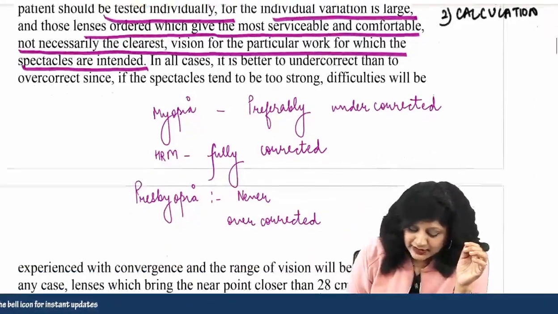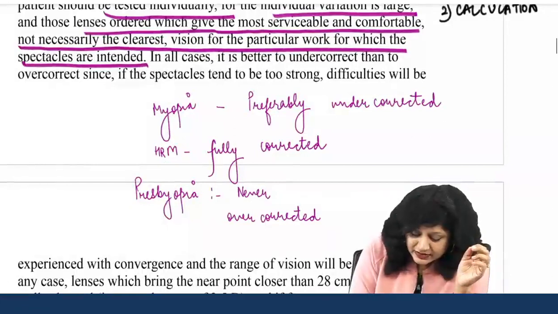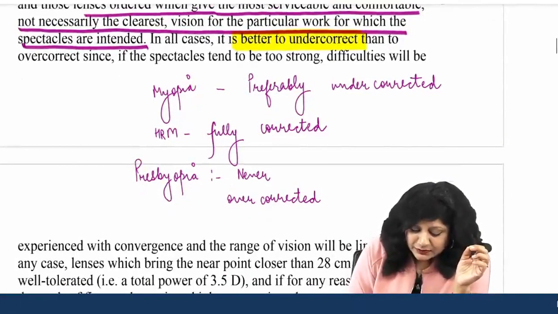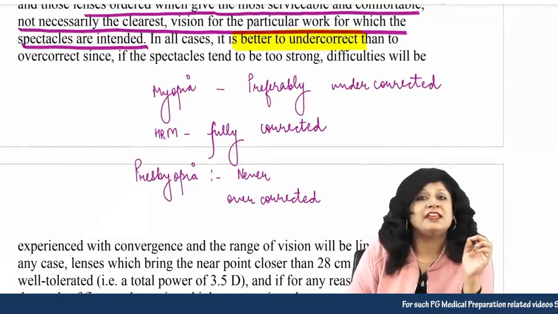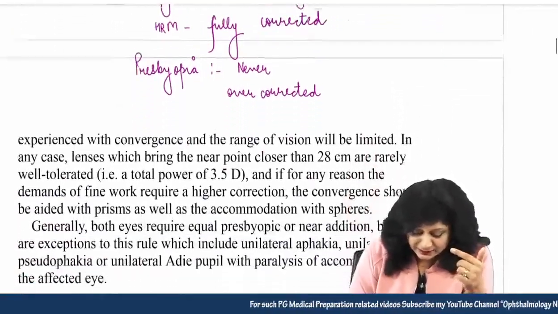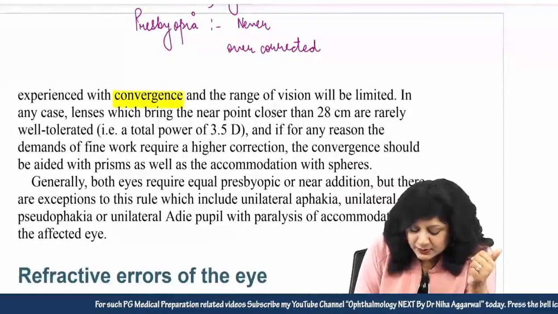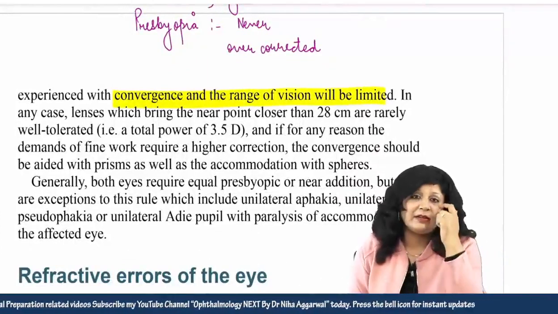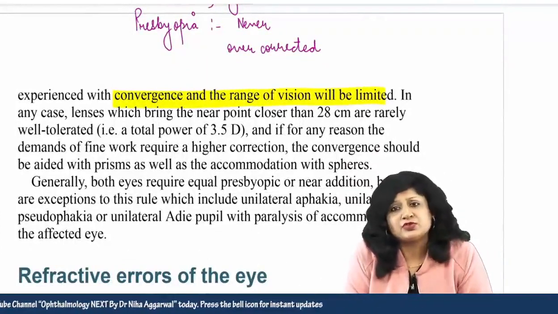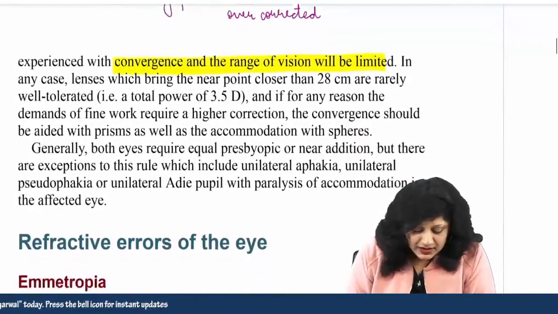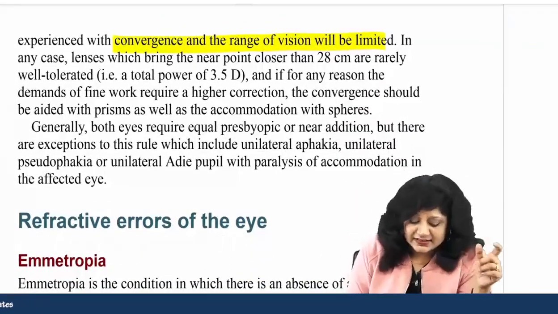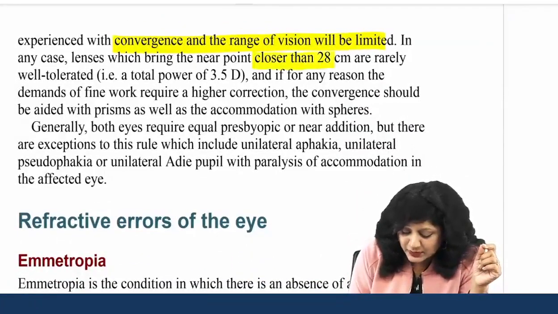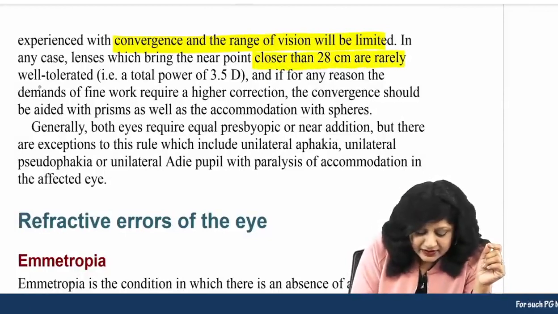In all cases, it is better to undercorrect than to overcorrect, because if the spectacles are very strong and you are overcorrecting, difficulties will be experienced with convergence, and ultimately the range of vision will be limited. So always keep these things in mind. In any case, lenses which bring the near point closer than 28 centimeters are rarely well tolerated.